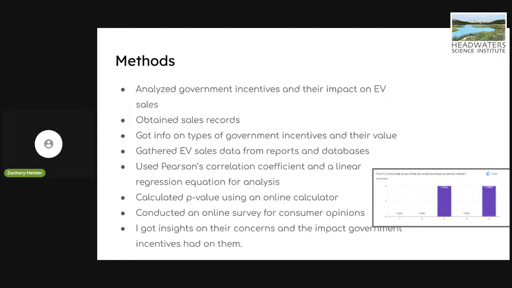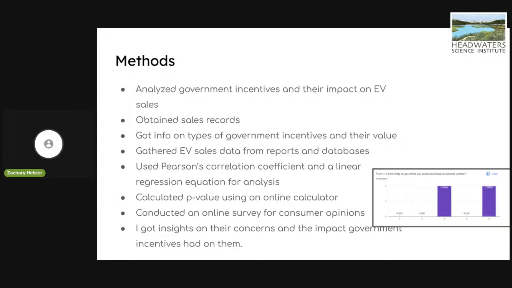Then I found more information from official government websites, policies, and industrial articles, so I could ensure that the accuracy and relevance of the data I found was correct. Then I applied statistical methods like Pearson's correlation coefficient and linear regression models to analyze the relationship between incentives and sales. Then I calculated the p-value using an online calculator to confirm the significance of the findings, and to also validate the conclusion that incentives are a key factor in boosting EV sales.